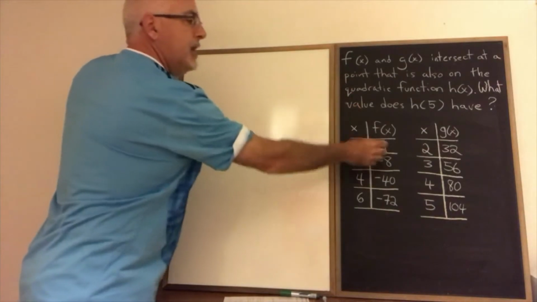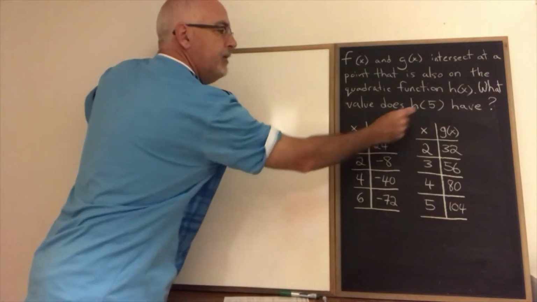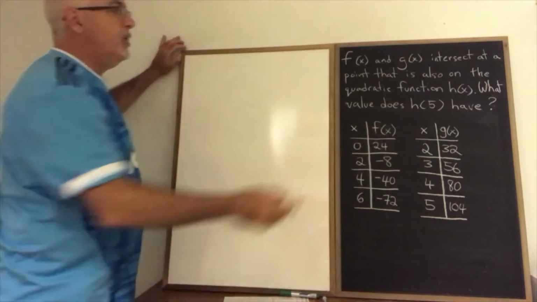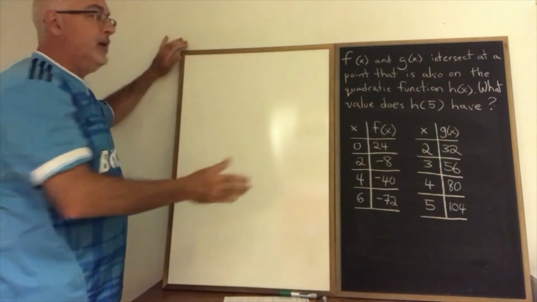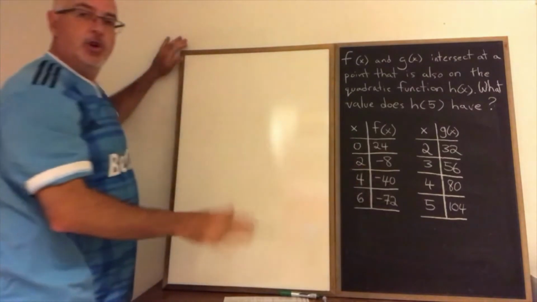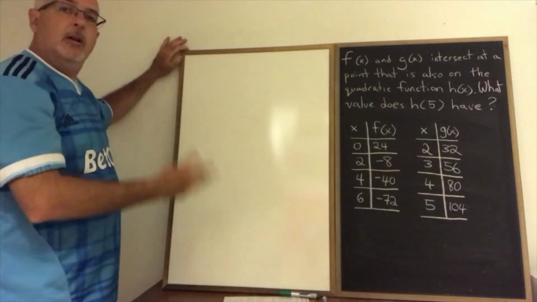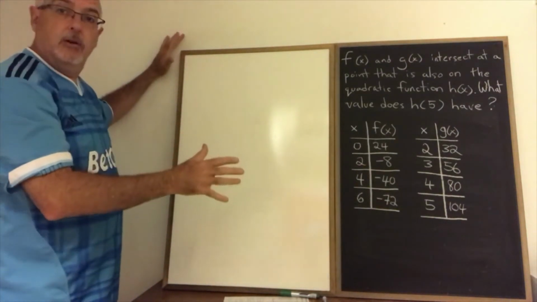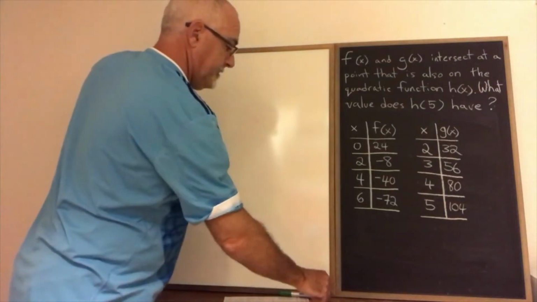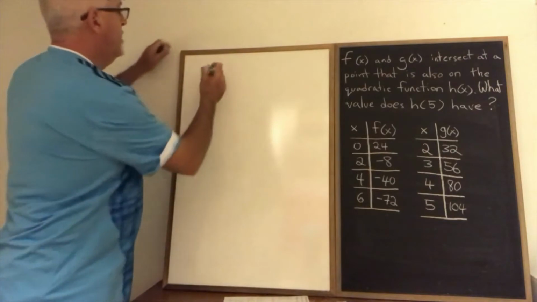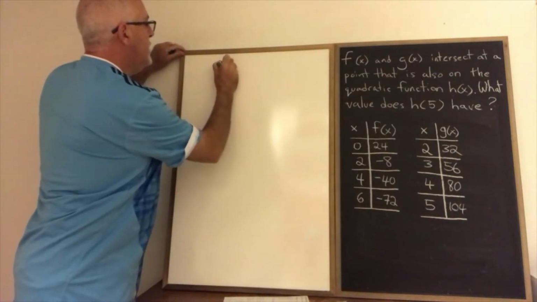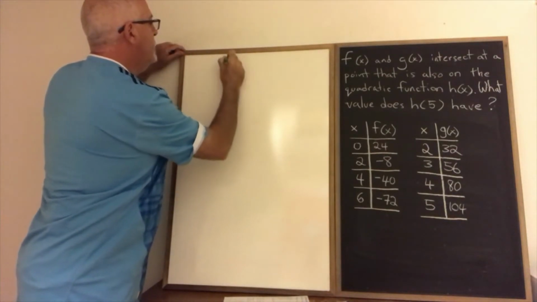This question didn't tell me what type of curve f of x or g of x are. We know h of x is quadratic, so we can picture what type of shape it's going to have. But these two, we don't know anything for sure yet. So drawing a graph is going to help us to see what type of curve we're dealing with. I'm going to create a coordinate plane.